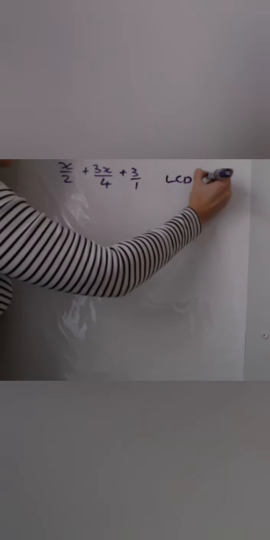All of them have denominators. So we find the lowest common denominator of 2, 4, and 1. So check, can 1 go into 4? Yes, it can. Can 2 go into 4? Yes, it can. So the lowest common denominator is 4.